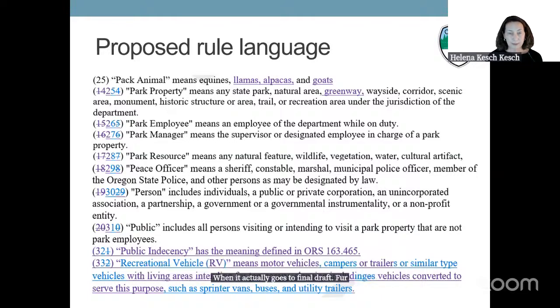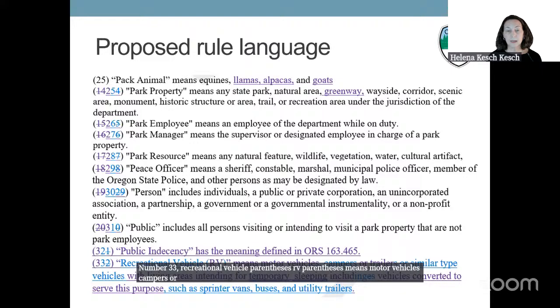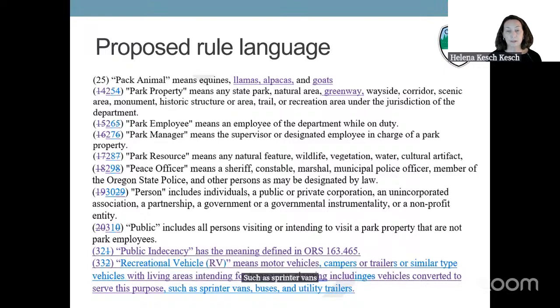Further down the line in 32, public indecency has the meaning defined in Oregon Revised Statute 163.465. Number 33, recreational vehicle, RV, means motor vehicles, campers or trailers, or similar type vehicles with living areas intended for temporary sleeping, including vehicles converted to serve this purpose, such as sprinter vans, buses, and utility trailers.